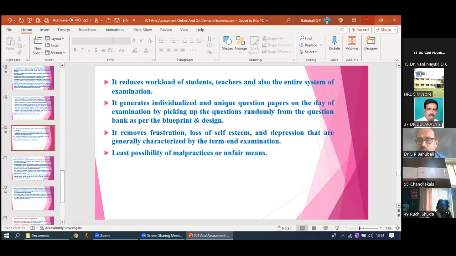It reduces the workload for the students as well as the teachers in the entire system of examination. And the individualized one removes the frustration, loss of self-esteem, and depression that we generally see during the time of examination, the conventional stress among the students to take an examination. All such negative aspects can be taken care of by introducing this concept of on-demand examination.